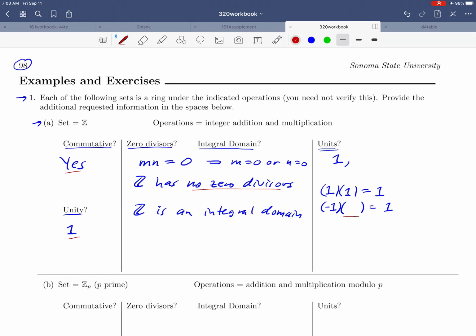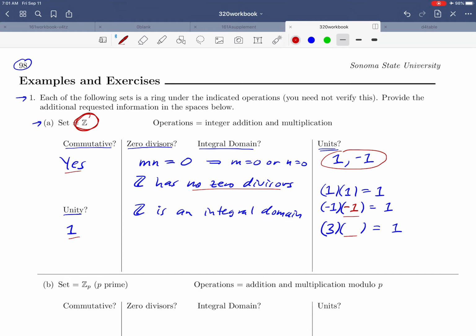Now, do you agree that those are all of the units, that 1 and -1 are the only 2? Maybe just to play a little bit and convince yourself, take something else like 3. Is it possible to multiply 3 by something and get the unity element? You might say, I can multiply 3 by 1/3 and get 1. That's a true statement, but is 1/3 an element of our set? No, 1/3 is not an integer, so there's no integer that we can multiply 3 by to get 1. That's the reason why 3 is not a unit in this ring.